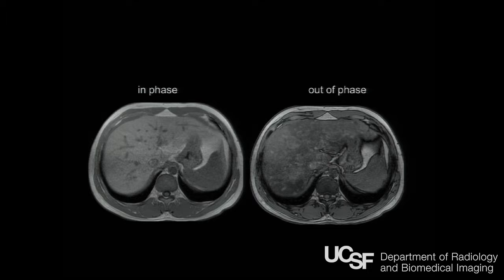And then you can take in and out of phase images. Here on the right, we have the out of phase image with the India ink artifact, and you can see heterogeneous fatty liver throughout the liver as demonstrated by signal loss compared to the in phase image. Okay, very easy way to diagnose the presence of fatty liver.